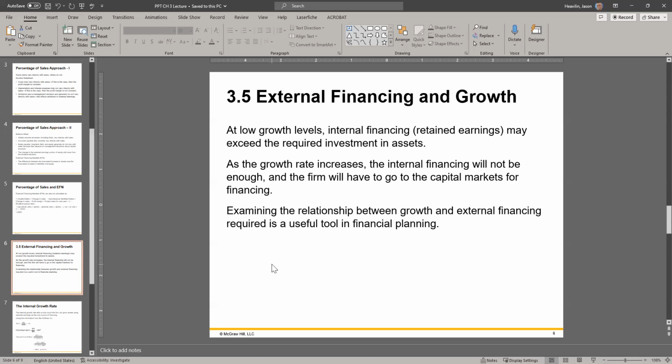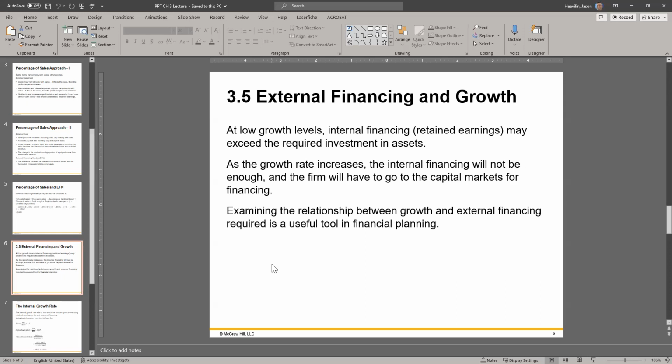So let's go over the slide here. At low growth levels, internal financing may exceed the required investment in assets. In other words, you may have enough in your retained earnings that you can afford to grow your assets without having to go outside the company, to the financial markets, to get external financing. You can do it in-house.